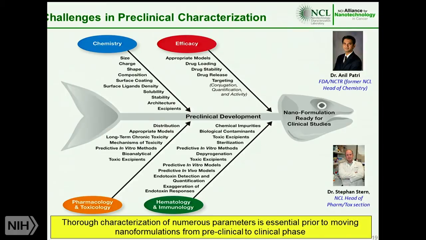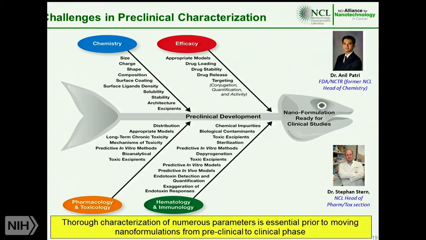In pharmacology and toxicology, Dr. Stern summarized these factors, including the biodistribution of nanoparticles, again, the use of appropriate models to study toxicity, long-term chronic toxicity, mechanisms of toxicity, predictable in vitro methods. There are a lot of bioanalytical challenges, and also excipients that are included in nanoparticle formulation sometimes cause a problem for toxicology. This is my area of expertise.